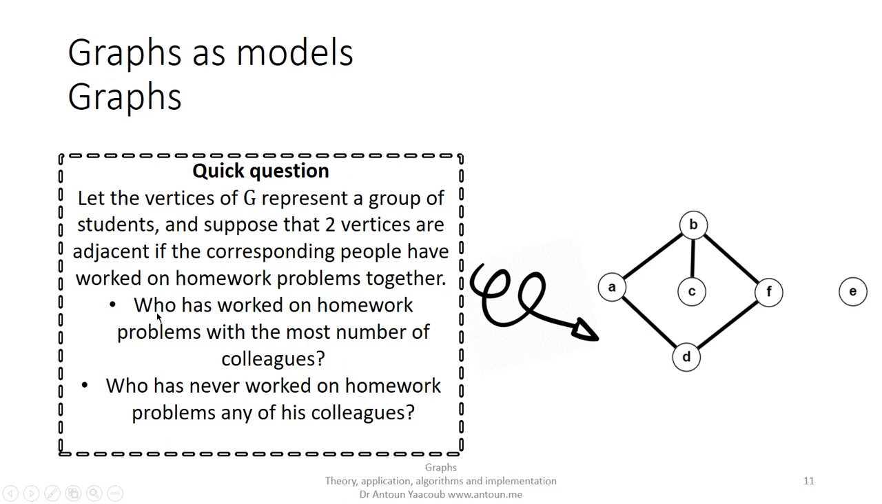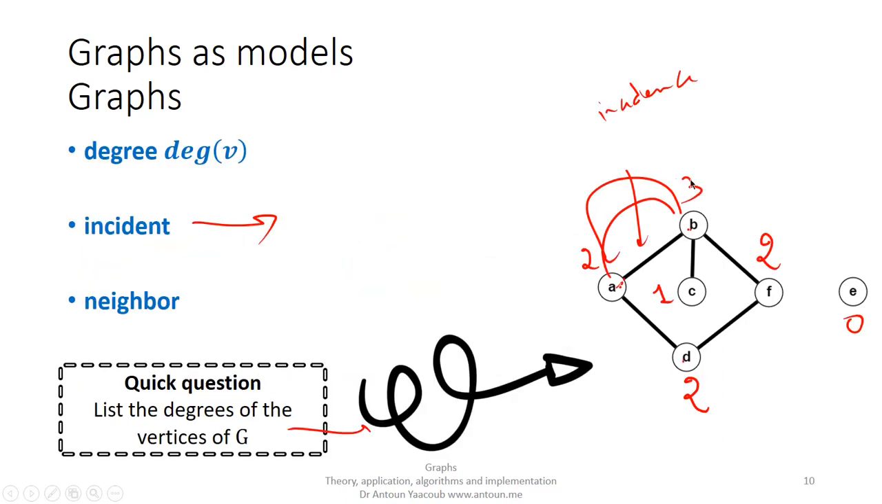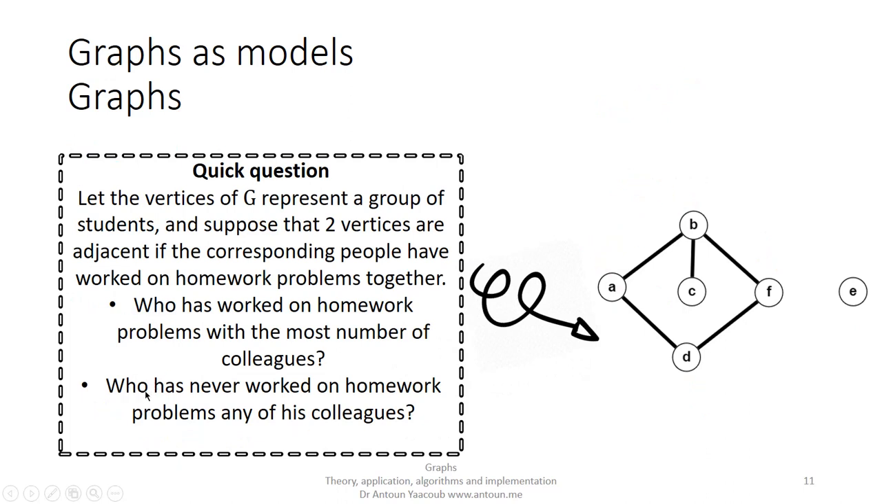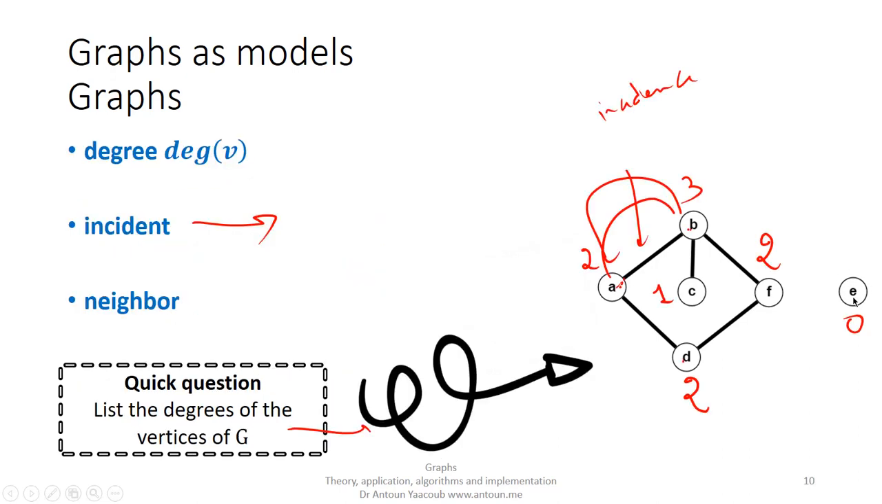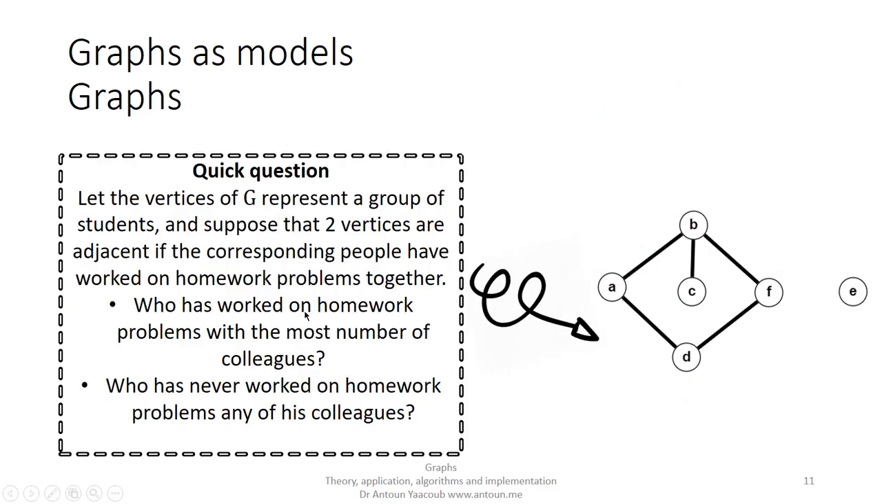We have two questions here. Who has worked on homework problems with the most number of colleagues? If I look, I will see that B worked with A, C, and F, and he is the person who has worked with the most number of students. As you can see, this is the vertex with the highest degree. The second question: who has never worked on homework problems with any of his colleagues? Obviously E, because it has degree 0. So for a real-world problem, I can model it using a graph, and I can calculate the degrees in order to answer this question.